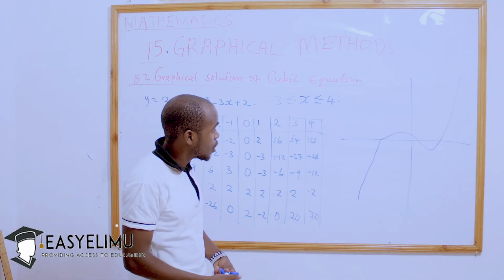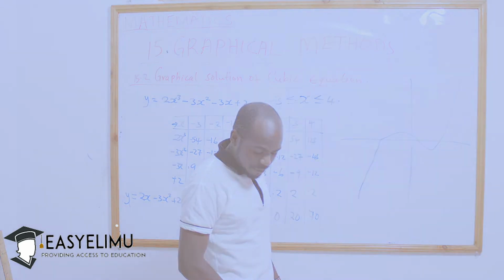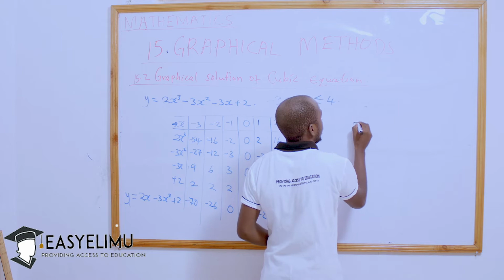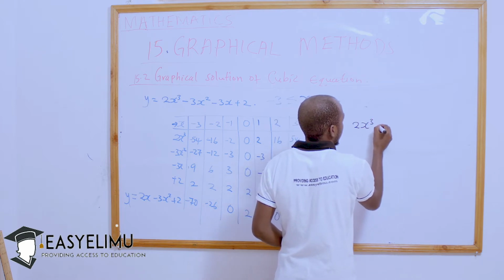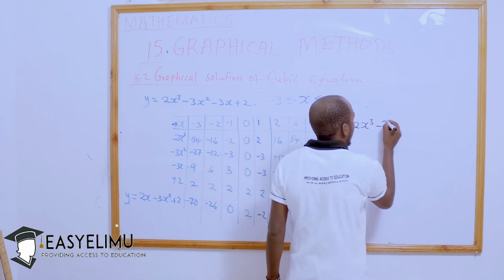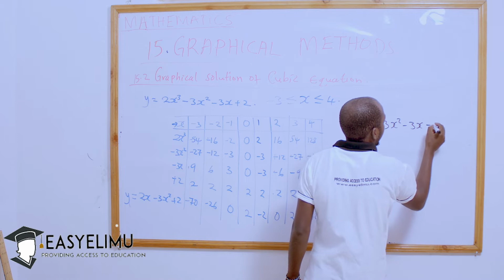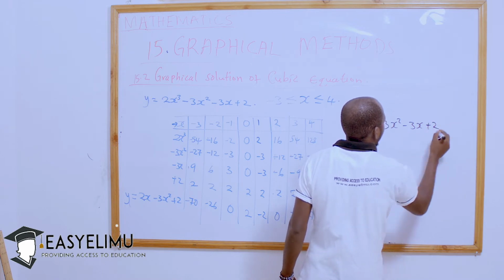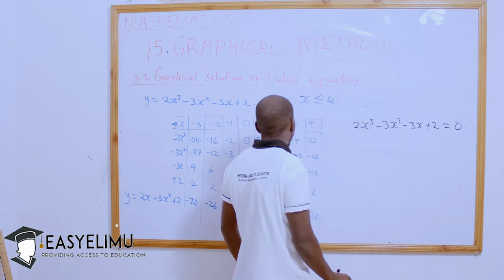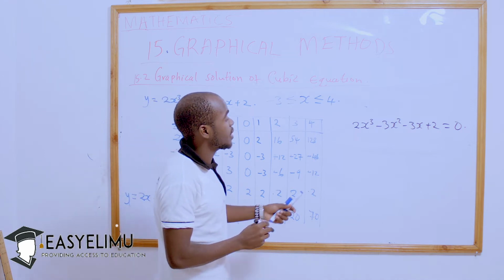Now the question goes on and asks more. After plotting the graph, I have to solve 2x cubed minus 3x squared minus 3x plus 2 equals 0. That is what we have here. So we have been given this equation.